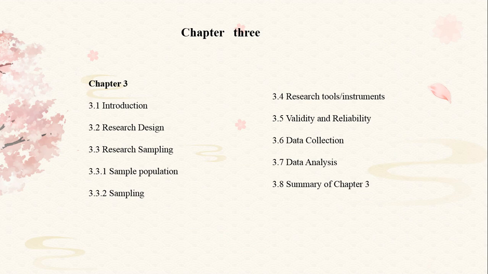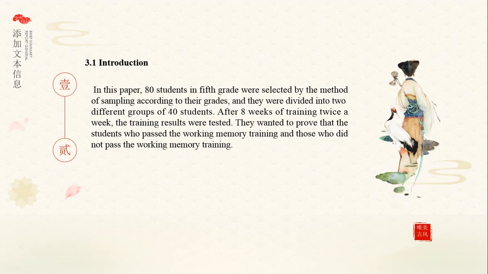Okay, next is chapter 3. In chapter 3, I divided it into 8 parts. First, introduction. In this paper, 80 students in 5th grade were selected by the method of sampling according to their grades, and they were divided into 2 different groups of 40 students. After 8 weeks of training twice a week, the training results were tested. They wanted to prove the difference between the students who passed the working memory training and those who did not pass the working memory training.